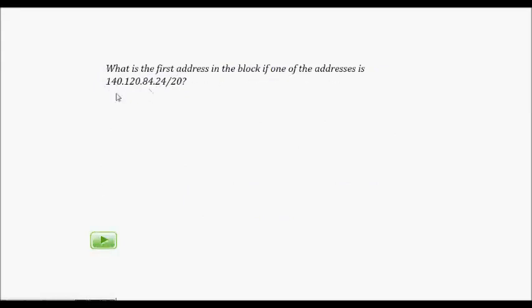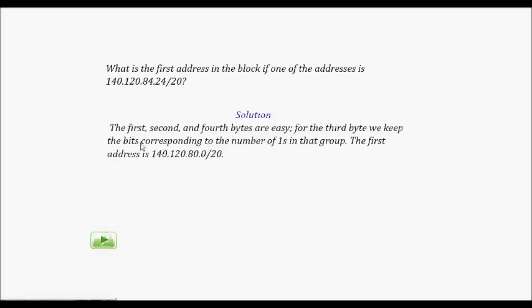What is the first address in the block if one of the addresses is this? Okay, so now the network prefix is 20 bits. So you find the binary representation of this and then make the last 12 bits 0, and keep the rest of the bits. So the first, second and third bytes are easy. Okay, let's try to check. Only the last 12 bits we want to make 0.